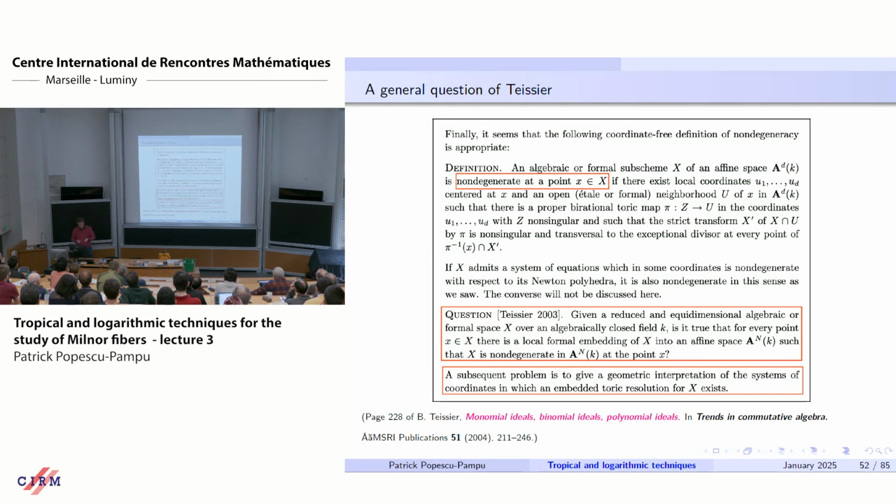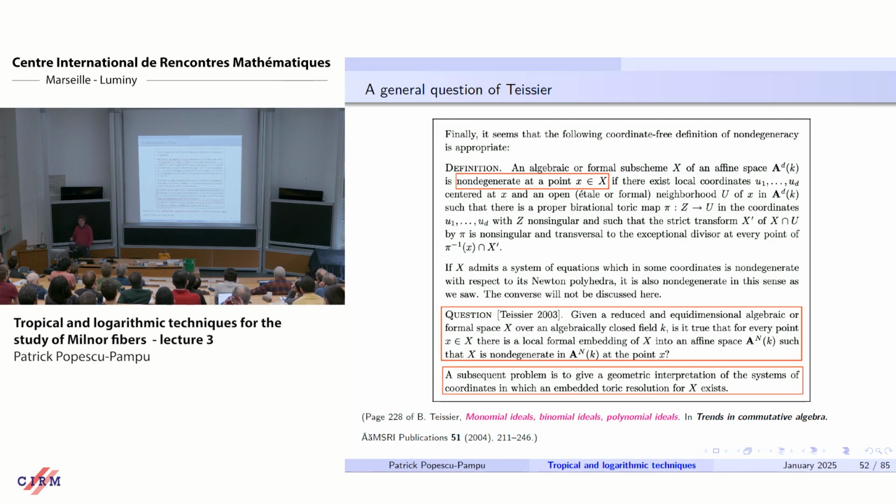So first, he says an algebraic or formal subscheme of an affine space is non-degenerate at a point if there exist local coordinates there such that there is a proper birational map, toric map, here, in those coordinates, leading to a non-singular space, and such that the strict transform of the germ is non-singular and transversal to the exceptional divisor. So meaning, non-degeneracy means exactly that one can resolve the singularities in an embedded way by a toric morphism in the ambient coordinates.